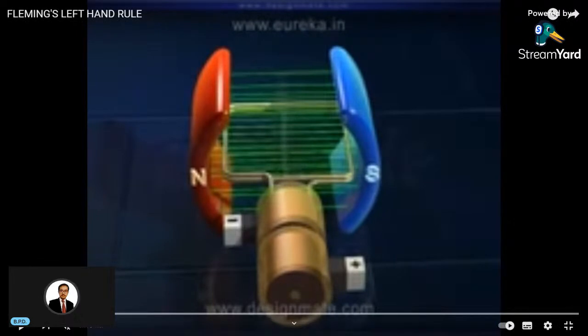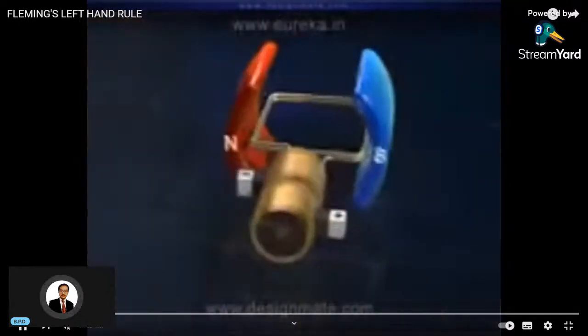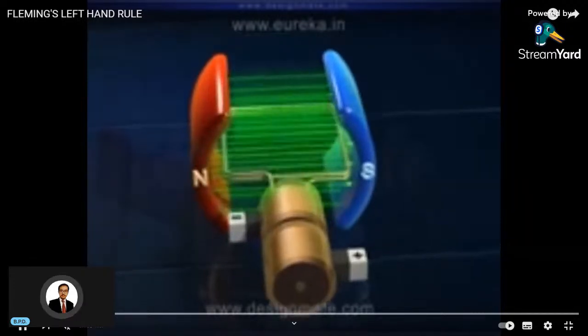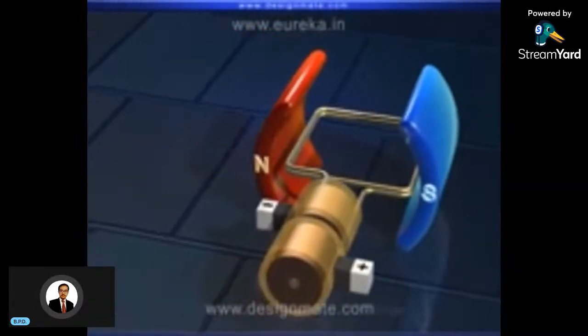Again, look at this very closely. What do these green lines suggest? Again, look at this part. These green lines, what are they suggesting? They are magnetic field lines. And this is the current flowing through the conductor.